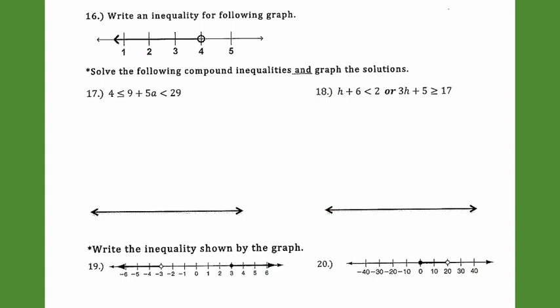16, we're graphing from the variable's perspective. Our circle represents the variable right there. And so we know that this is x is less than 4.